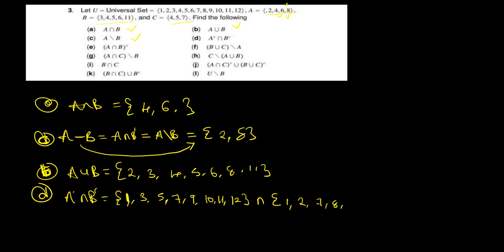Then 8, 9 is also not found in B. 10 is not found in B. 11 is found in B. So I want to list it. I'll put 12 like that. Alright. So what are things intersecting now? Where are they intersecting, these guys?